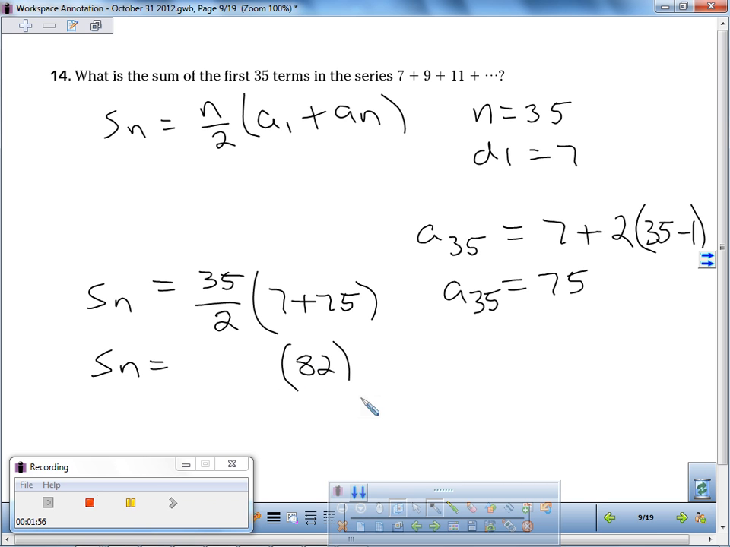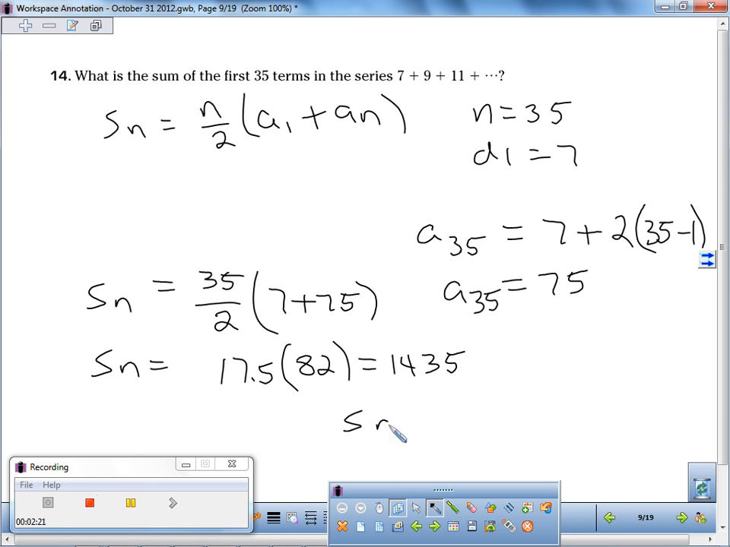I don't care, you can plug all this into the calculator. You don't really have to go through the steps. Then 35 divided by 2 will give us 17.5. Then we're just going to multiply the two together, and we end up with 1,435 for our sum. And that's S sub n.